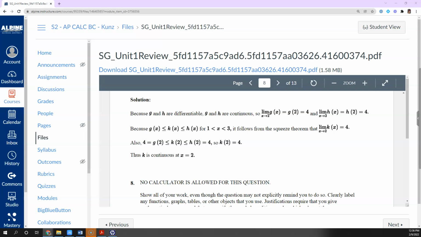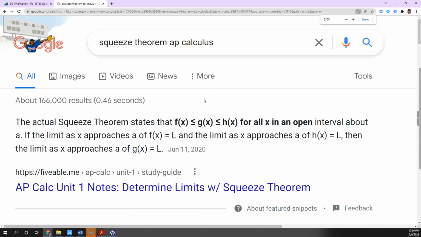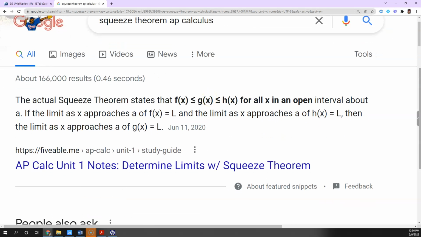AP Calculus. I'm still confused why not, because it could just mean that K of 2 has a point at that point. Right, but we had to do the limits as well. So the Squeeze Theorem says if it's between f and h on an open interval, as x approaches the limit L, if f of x approaches L and h of x approaches L, then the middle one approaches L. It squeezes it. So you got to do the points and the limits. Squeeze Theorem.